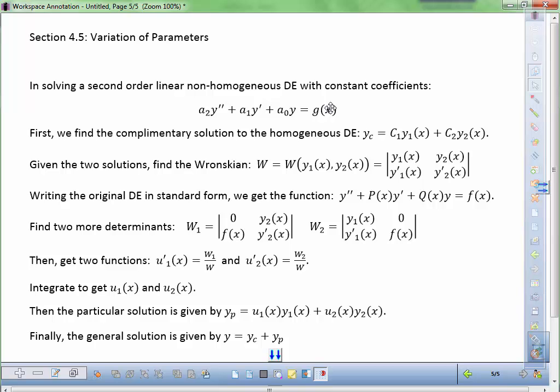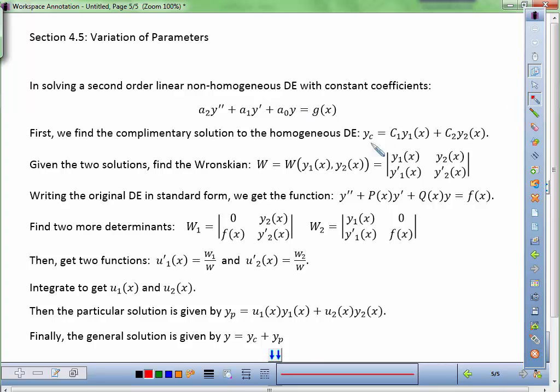But here's the process. We're solving for this type of differential equation. We're going to stick with constant coefficients. But our function here may be that easy polynomial or exponential function or something like that, or it may be a lot more difficult. So first we're going to find, like we've done before, the fundamental solutions, and then we're going to have what they're calling a complementary solution to the homogeneous differential equation. So that part we already know.